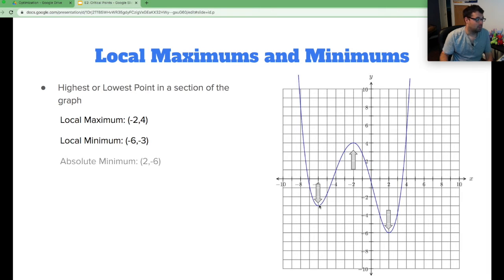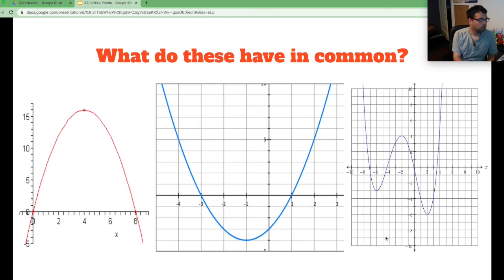Next up, we have an absolute minimum at -6, because that is the lowest point on the entire graph. So that's the definitions, but what do they all have in common?